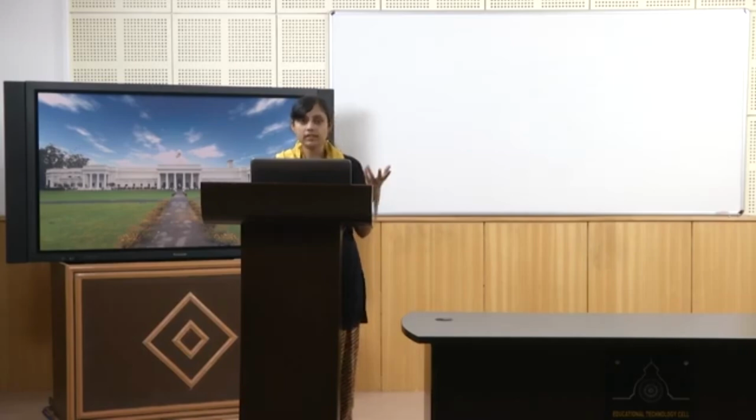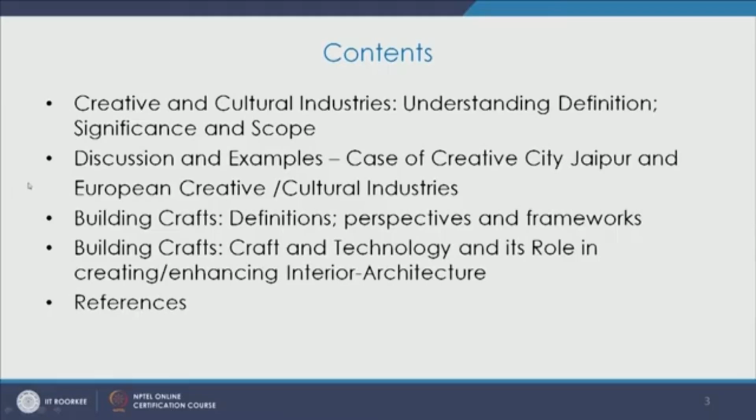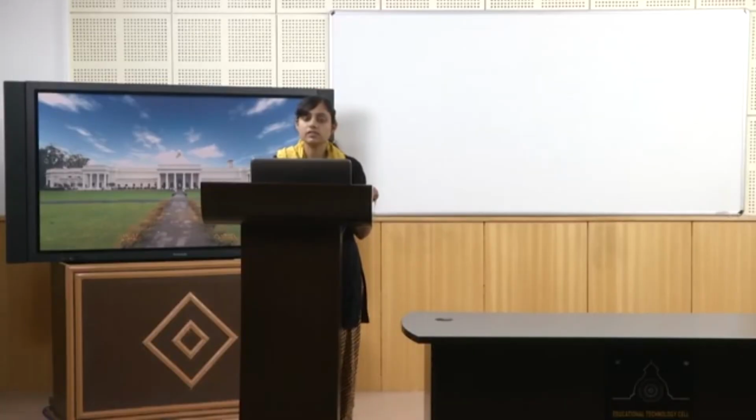So the broad contents we are going to summarize and have a look at are creative and cultural industries, understanding definition, significance and scope, discussion and examples, case of creative city Jaipur and European creative cultural industries, building crafts, definitions, perspectives and frameworks, building crafts, craft and technology and its role in creating, enhancing interior architecture, and references.